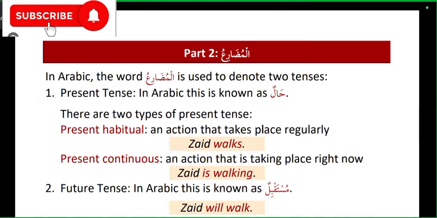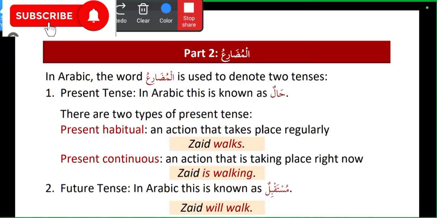Let's start with A'udhu billahi minash shaitanir rajim. Bismillahir rahmanir rahim. So part 2 of unit 1 is fail al mudari'. In Arabic, the word al mudari' is used to denote two tenses. The first one is the present tense. So in Arabic, it is known as hal. So hal is the name of a zamana. Zamana means a time. Time means hal means now.